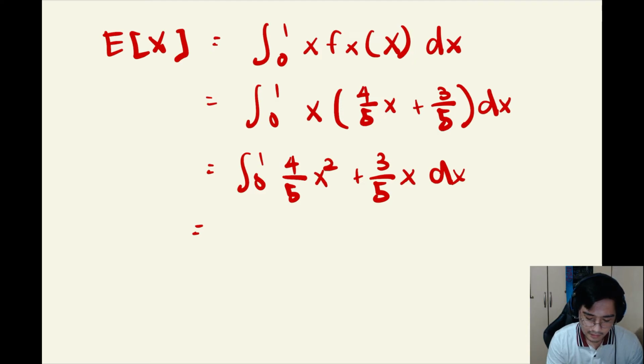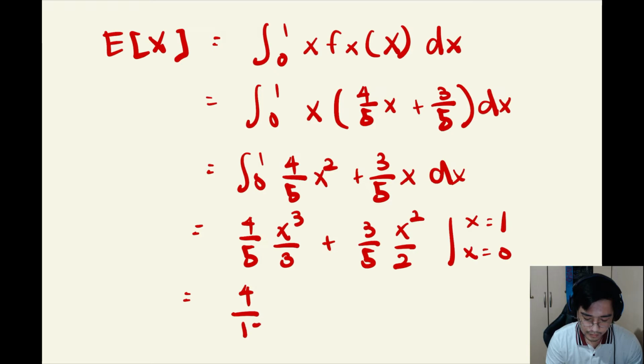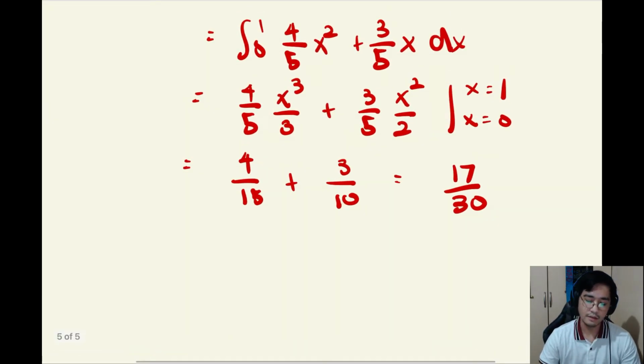This is 4/5 x cubed over 3 plus 3/5 x squared over 2, from 0 to 1. So we obtain 4/15 plus 3/10. This is equal to 17/30. That is the expectation of x. You have to remember that.